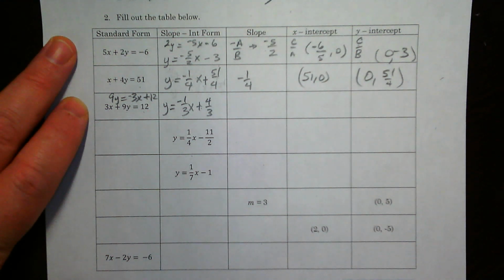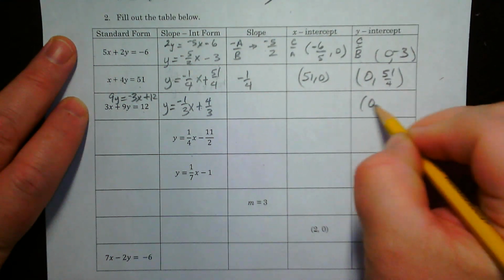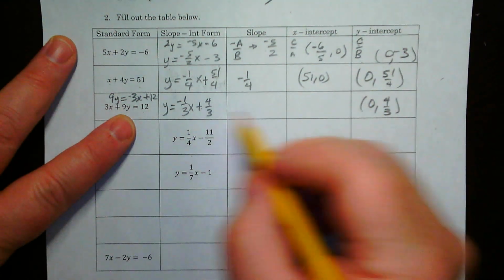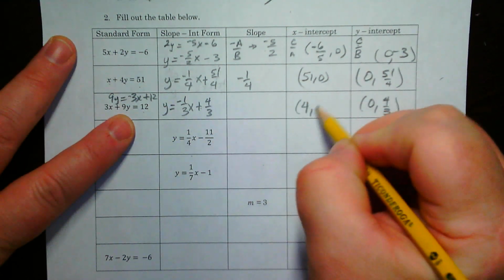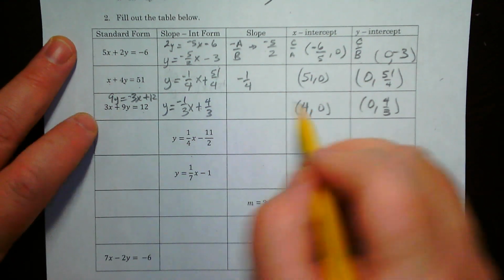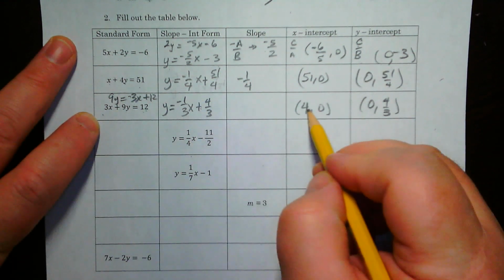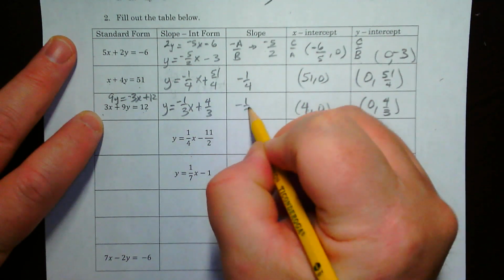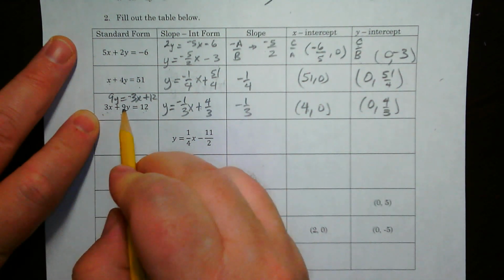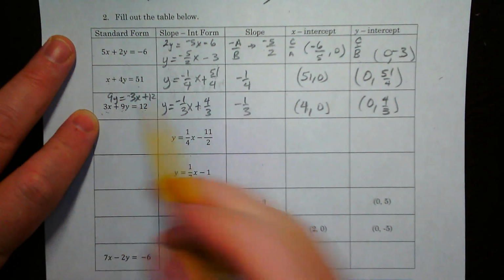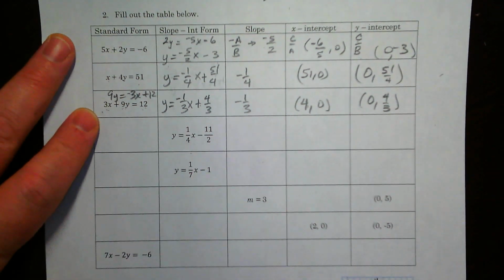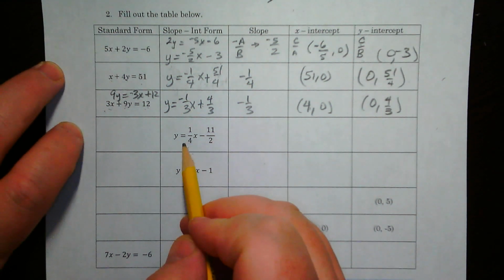So there we go. We've got that our y-intercept is 4 over 3. We can tell that our x-intercept is 4, because remember, it's c over a. C over a is 12 over 3. And our slope, negative 1/3. So negative 3 divided by 9, 1/3. No problems. Alright.